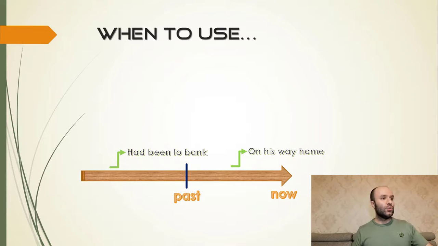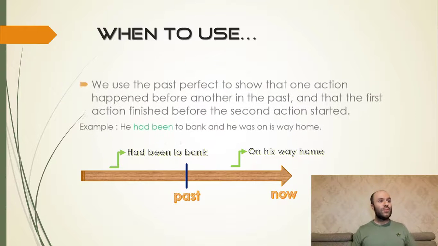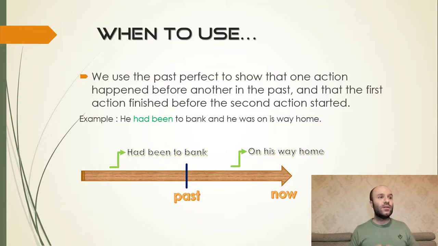So, when to use? We use the past perfect to show that one action happened before another in the past, and that the first action finished before the second action started. Okay? I prepared an example here for you to understand better. He had been to the bank and he was on his way home. Okay?